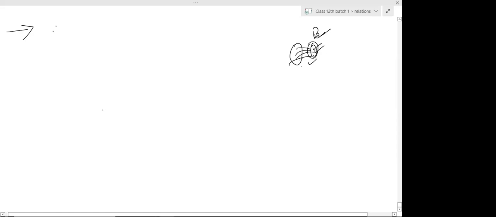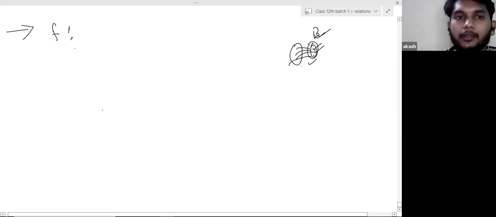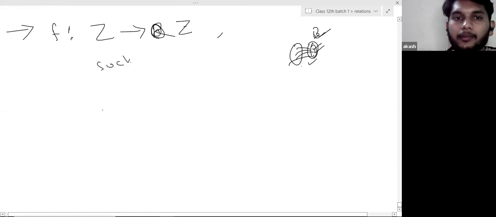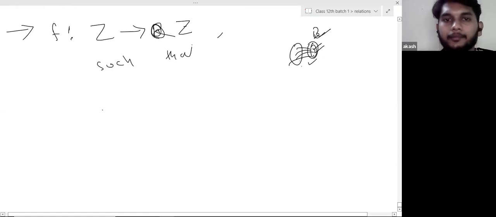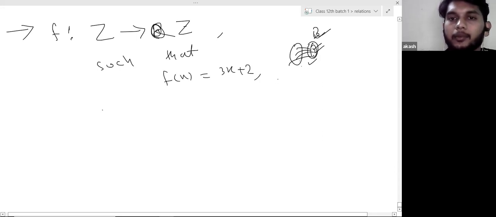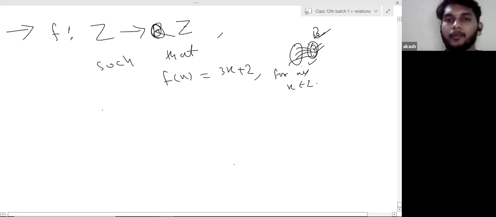Yes, sir. So write down the question. f is from Z to Z such that f of x equals 3x plus 2 for all x belongs to Z. Let's try to check if this is onto or not.